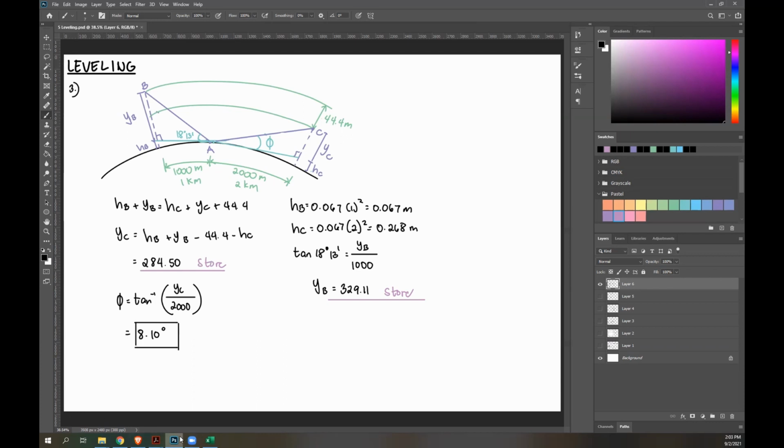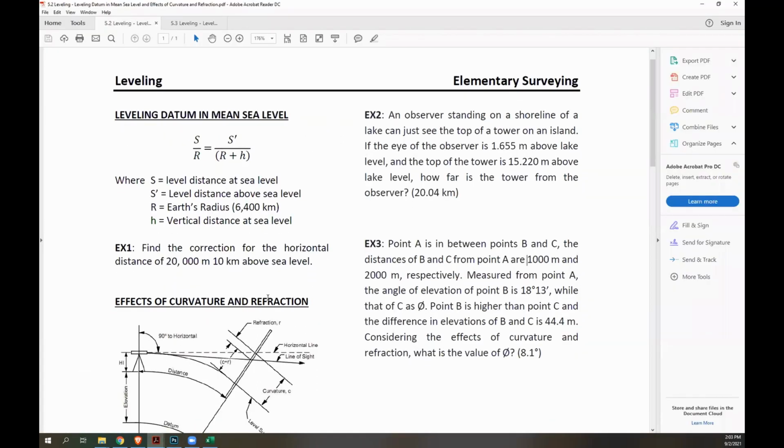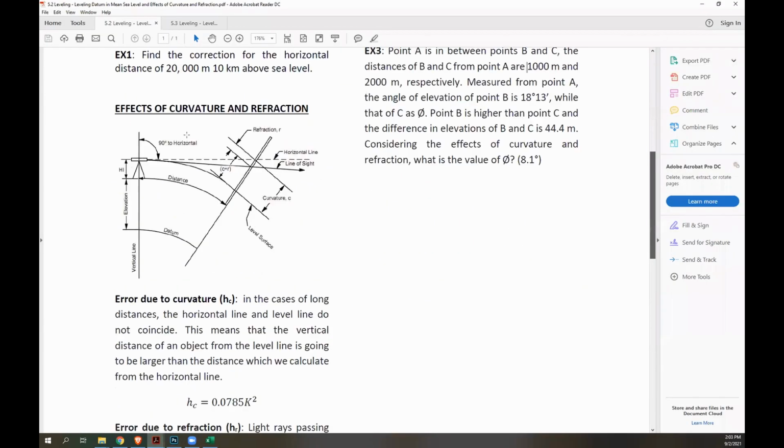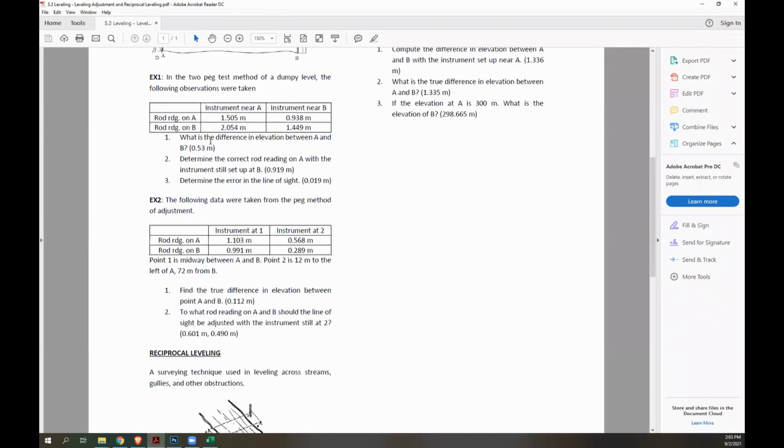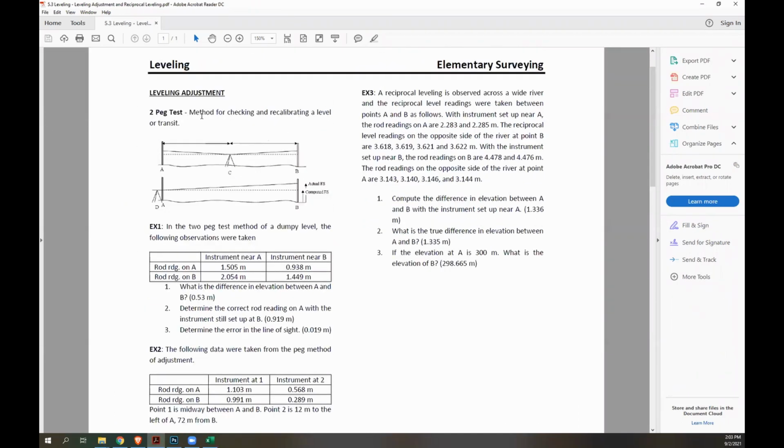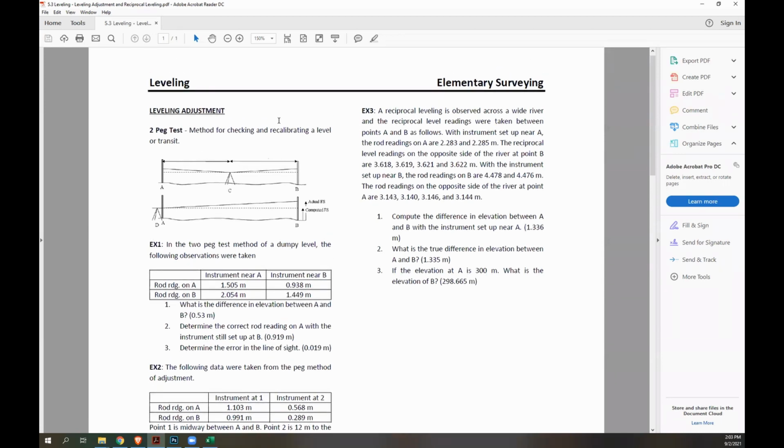Let's have the next topic. Okay, so that ends this correction part. So the last part for leveling is your two-peg test and your reciprocal leveling.